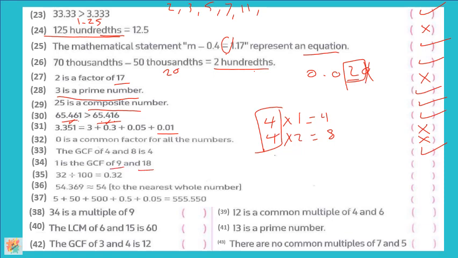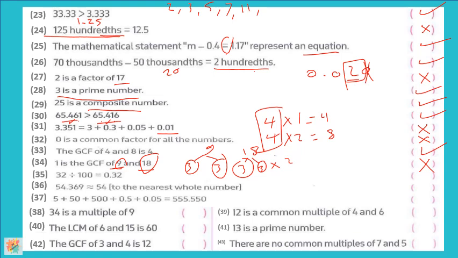ازاي؟ ده 9 عندها 3 by 3 صح؟ وال 18 عندها 3 by 6 اللي هي 3 by 3 by 2. فقال لي لأ، ده ال greatest common factor of 9 and 18 it's 3 and 3, that is 9, not 1.